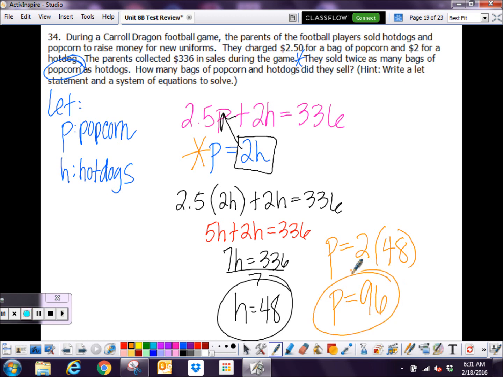You have to know how to write these systems problems, these equations, and you need to still remember how to solve them.